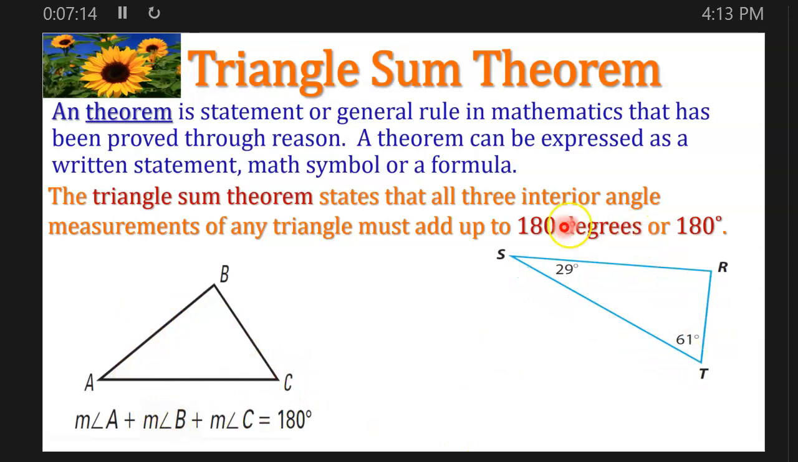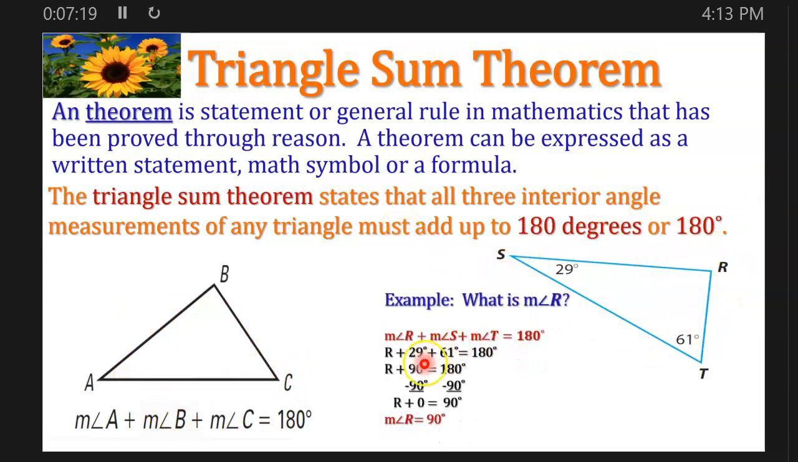Another example for this triangle RST. In this case, we are missing an angle, so we can find that angle by adding all 3 angles up, making them equal to 180, and solving to get that missing angle.